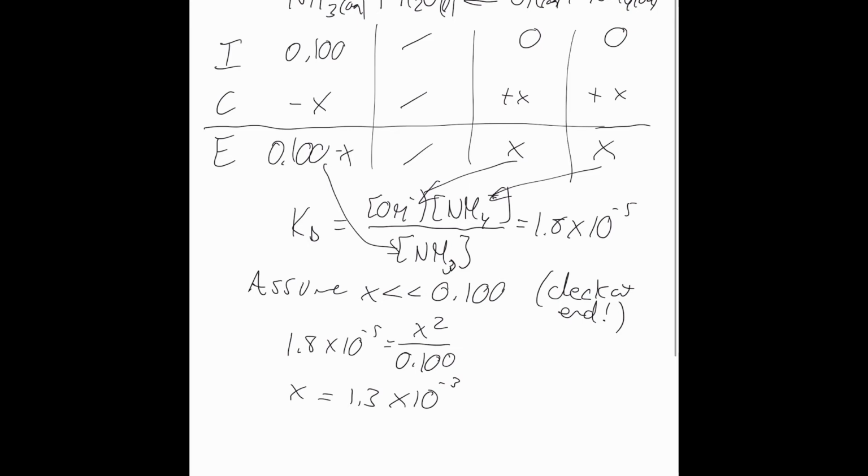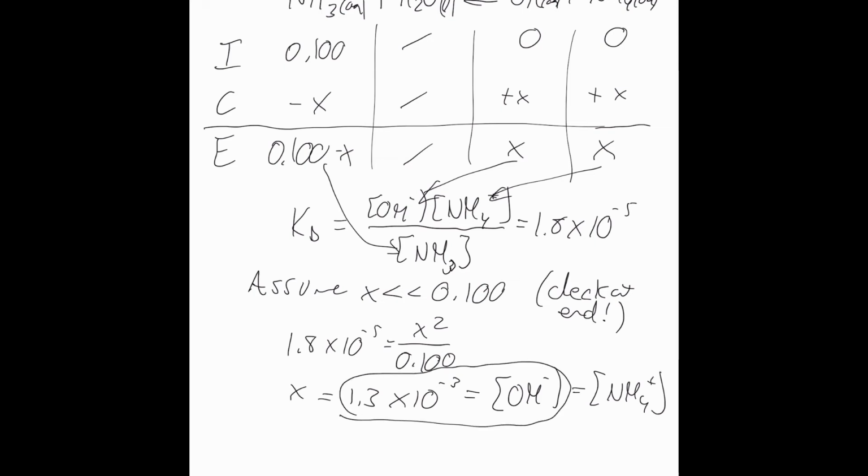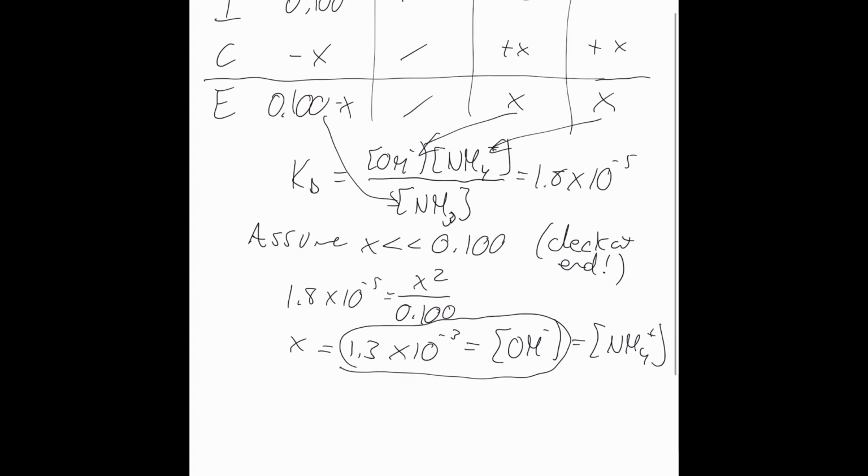And that is the same thing as our OH minus concentration. It's also our NH4 plus, not that we care about that at this point, because we're just going to worry about this. Okay, so now we have our OH minus. Now the big trick with the base dissociation is, notice we don't have H3O plus. We can't just take the negative log of our answer and get the pH.